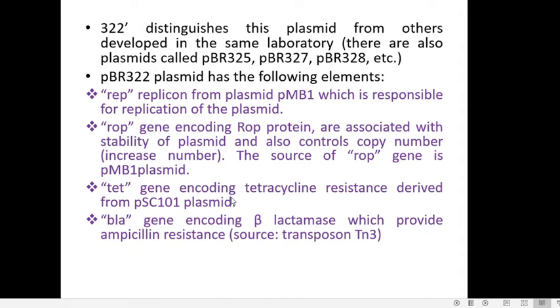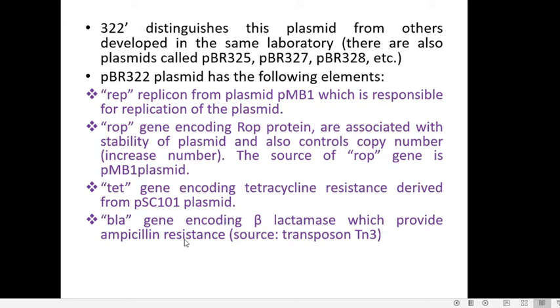Then there are two important genes. The first is the tetracycline resistance gene, in the presence of which the bacterial cell containing this plasmid will be resistant to tetracycline. So this is called the tetracycline resistance gene, which will confer resistance to the tetracycline antibiotic. There is one more antibiotic resistance gene which is called beta lactamase or bla gene. It is the ampicillin resistance gene, because the presence of this gene will give the host cell the ability to grow even in the presence of ampicillin. That means it is resistant to the ampicillin present in the medium.